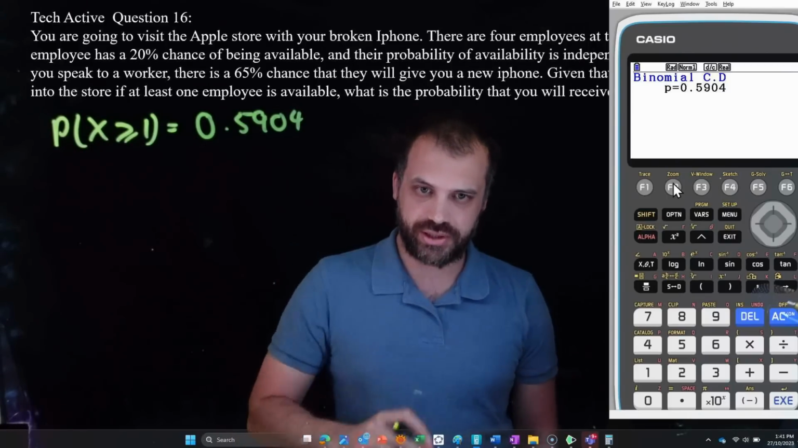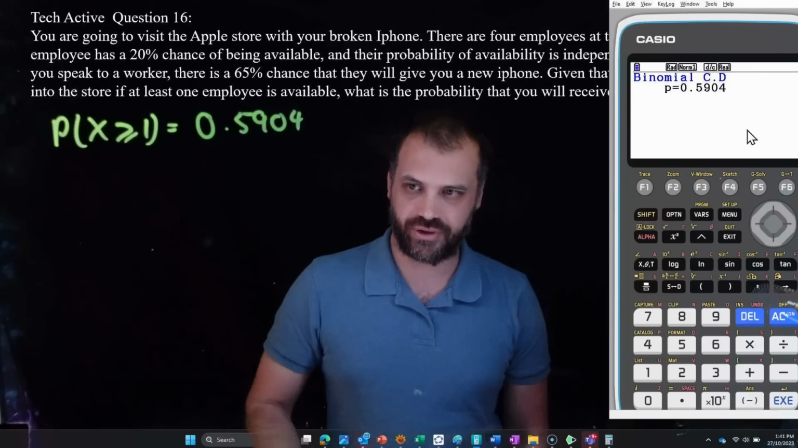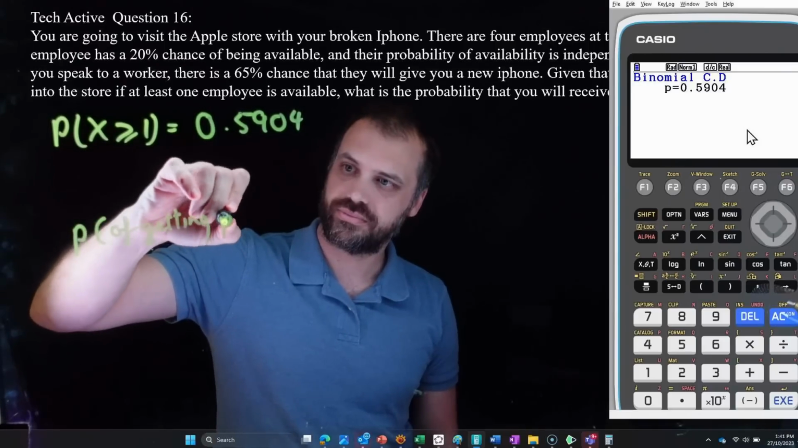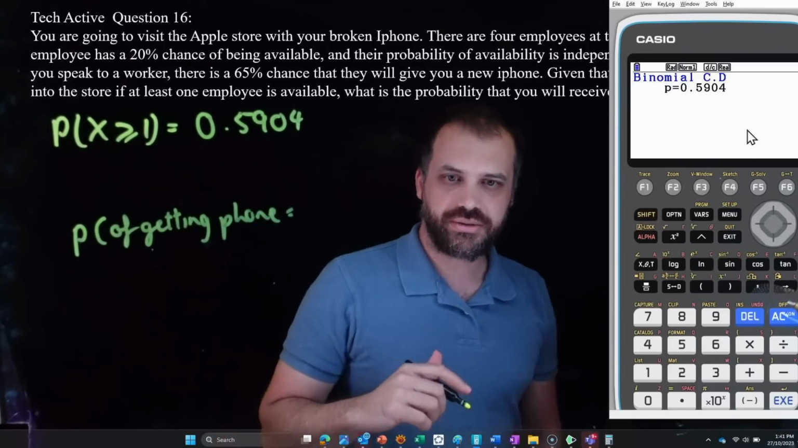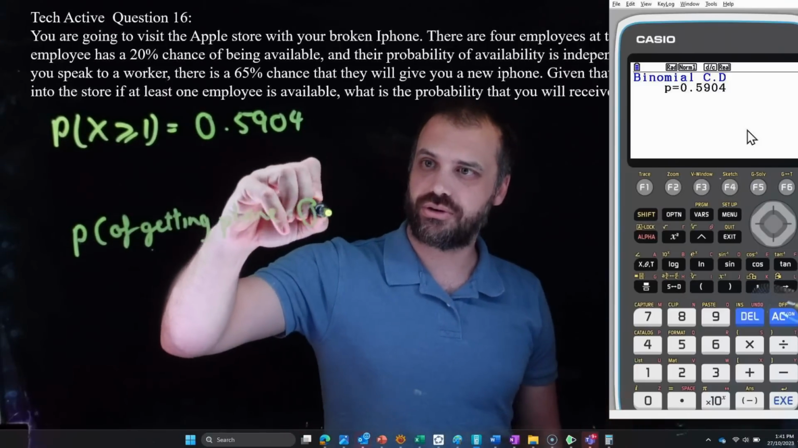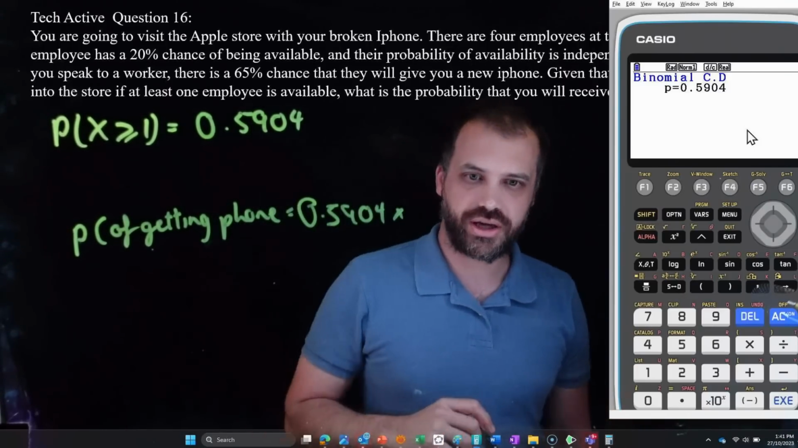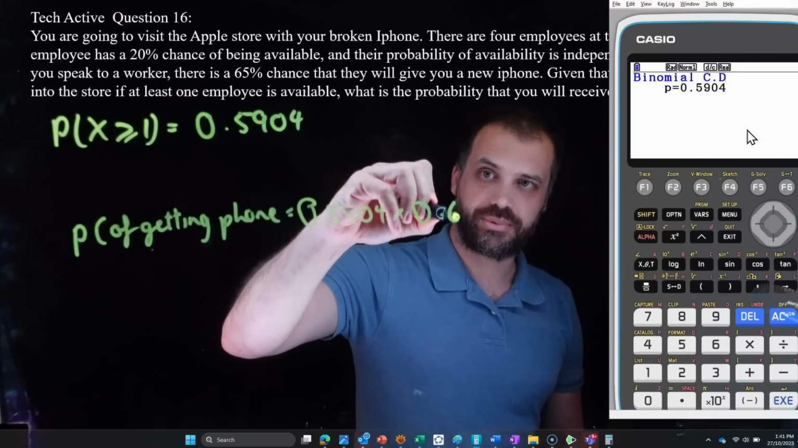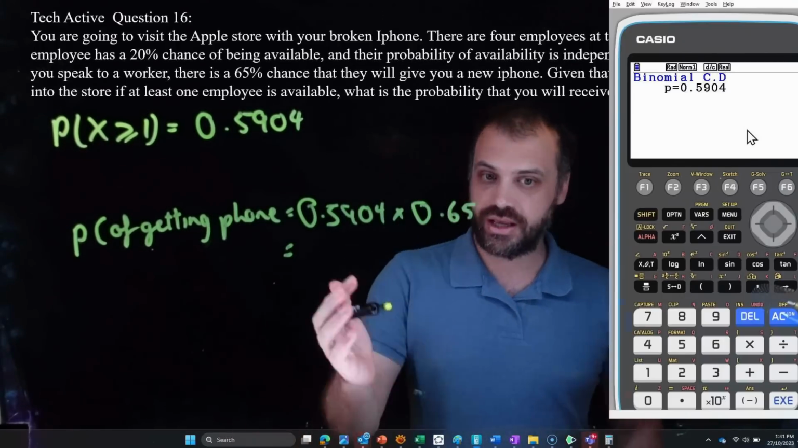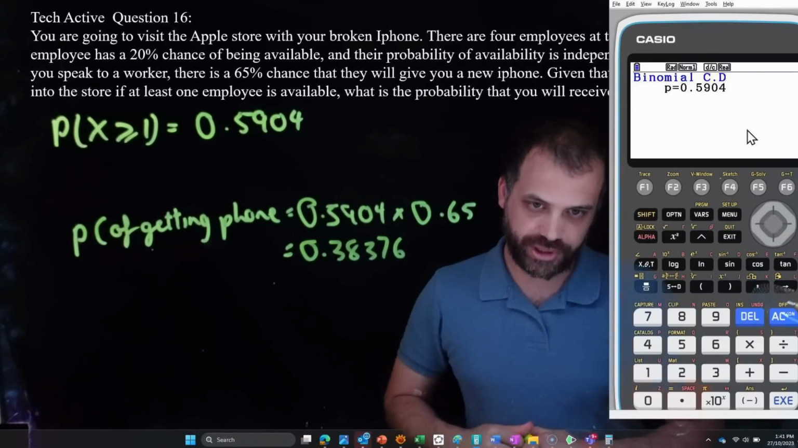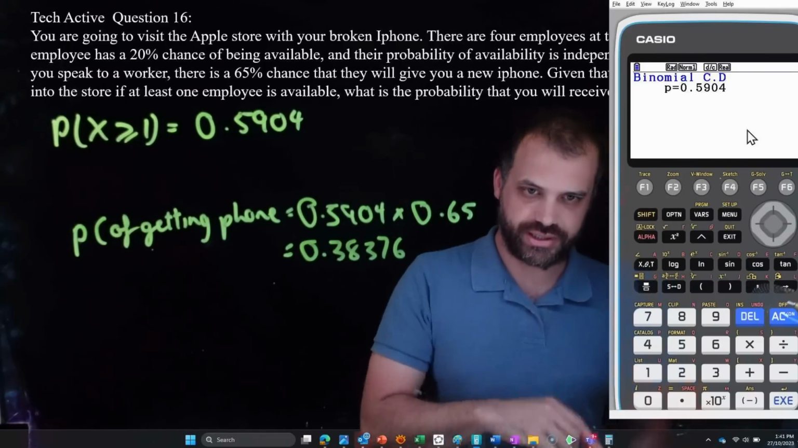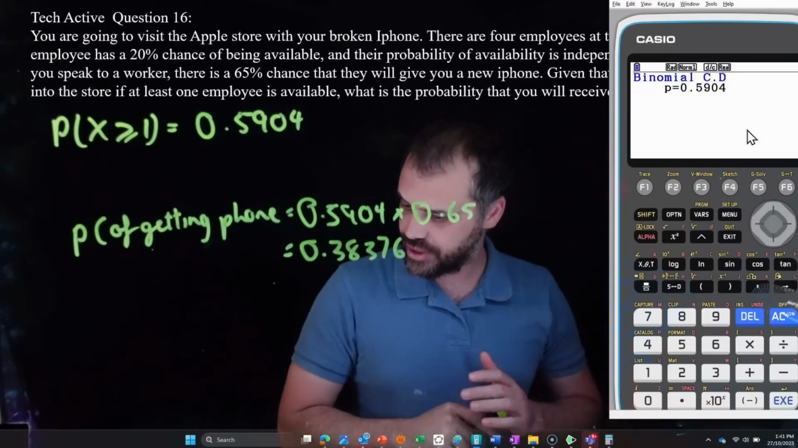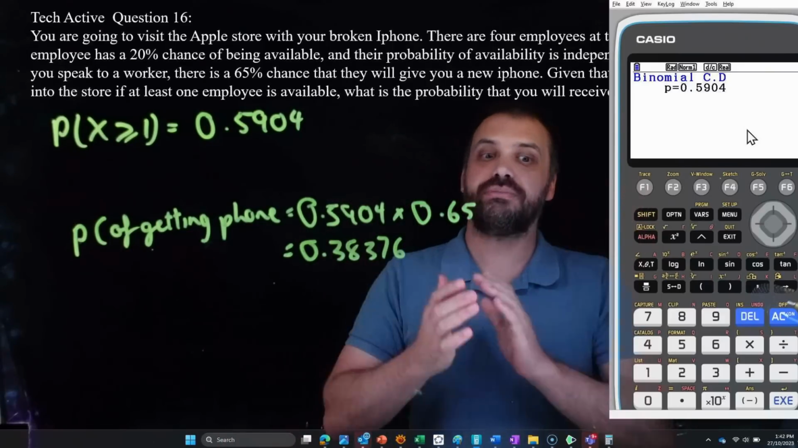Now, what is the probability that you'll actually get a phone? Probability of getting a phone. Well, that's going to be equal to the probability that you walked in, 0.5904, times the probability that, given that you've actually talked to someone, that they will give it to you, 0.65. Okay, and type that into your calculator. Final probability of 0.38376. The probability that you'll receive an iPhone here is 0.38376. Then, not tricky maths here, obviously.